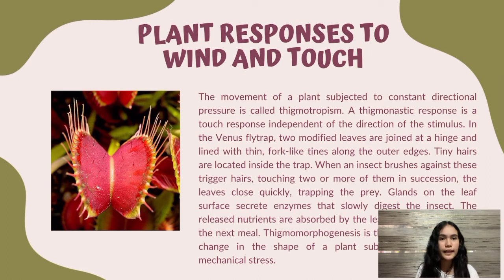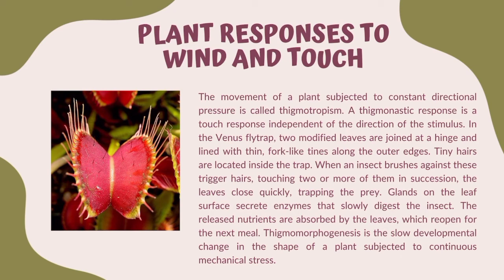For example, in the Venus flytrap, two modified leaves are joined at a hinge and lined with thin fork-like tines along the outer edges. Tiny hairs are located inside the trap. When an insect brushes against these trigger hairs, touching two or more of them in succession, the leaves close quickly, trapping the prey. Glands on the leaf surface secrete enzymes that slowly digest the insect. The released nutrients are absorbed by the leaves, which reopen for the next meal.